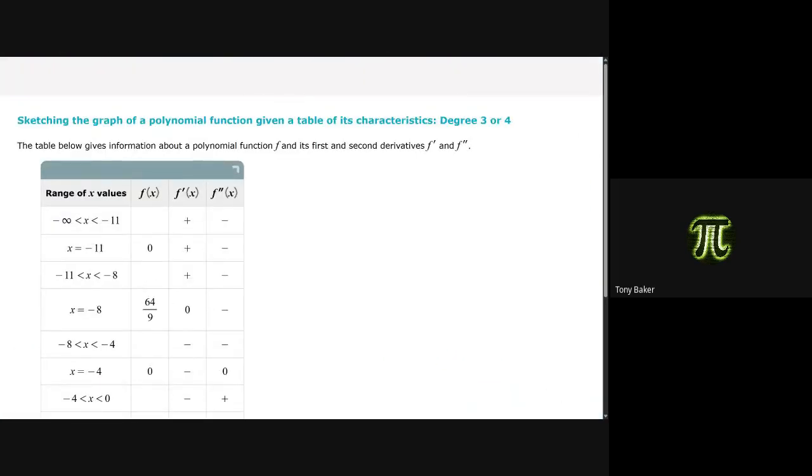There's 12 topics in chapter 4 that deal with nothing but sketching these graphs. And there's a variety of them. Some of them are like this. Some of them are just going to give you the function and ask you to graph it. And you're going to have to find this information from the table.